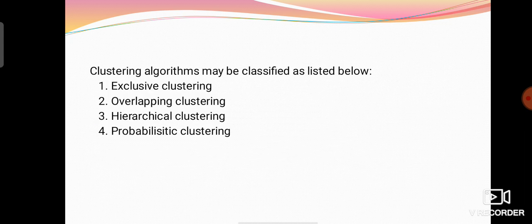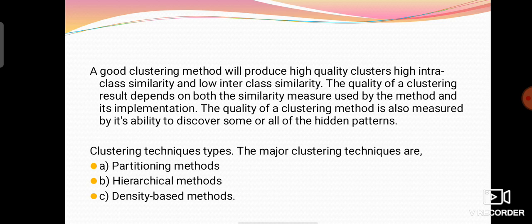Clustering algorithms may be of different types: exclusive clustering, overlapping clustering, hierarchical clustering, and probabilistic clustering. Also, a good clustering method will produce high quality clusters, with high intra-class similarity and low inter-class similarity. The quality of a clustering result depends on both the similarity measure used by the method and its implementation. The quality of a clustering method is also measured by its ability to discover some or all of the hidden patterns.